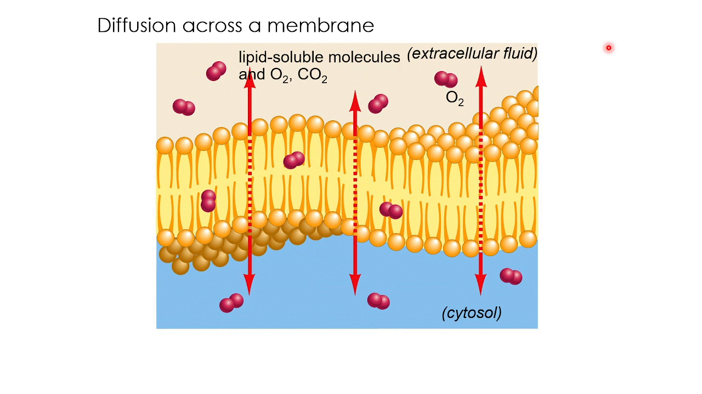Now here you can see diffusion across the membrane, where you have the diffusion of lipid soluble molecules and different gases like oxygen and CO2, going from the extracellular fluid towards the cytosol, and vice versa. So this is the diffusion process occurring across a membrane.